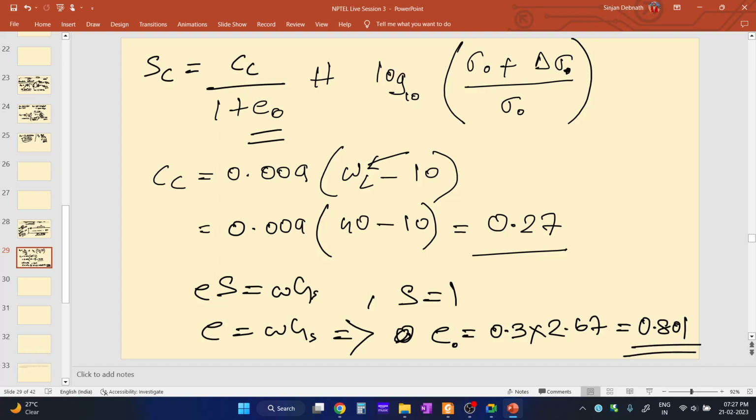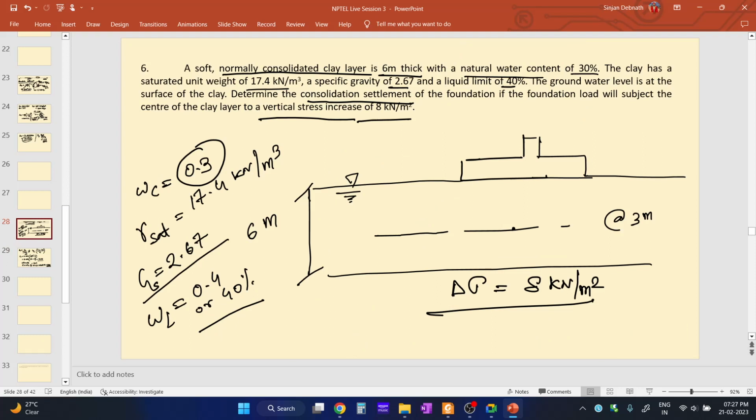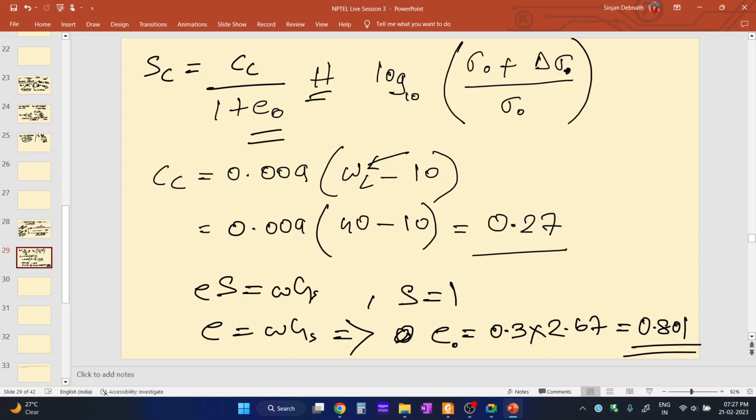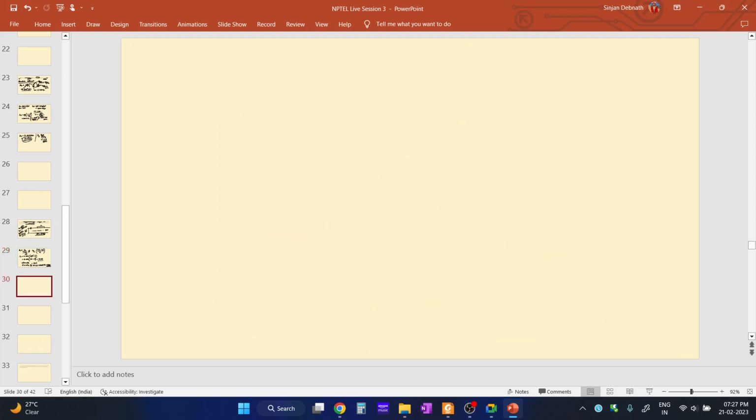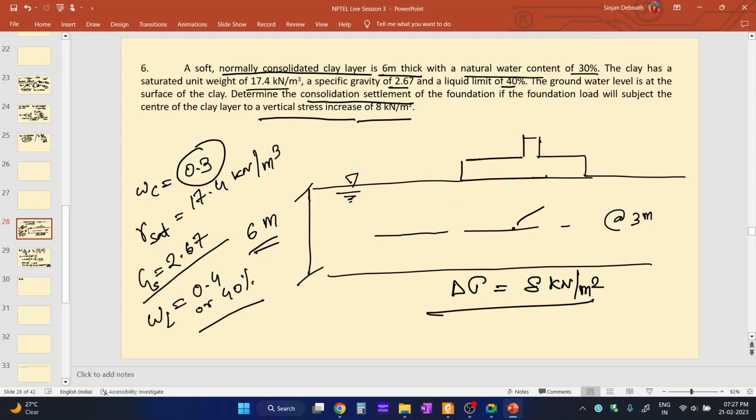And H is the thickness of the clay layer, that is 6 meter. This one is H. Now what is sigma 0? Sigma 0 is the effective overburden pressure at the center of the clay layer. So what is the overburden pressure at the center of the clay layer? That is over here at this level, that is at 3 meter.